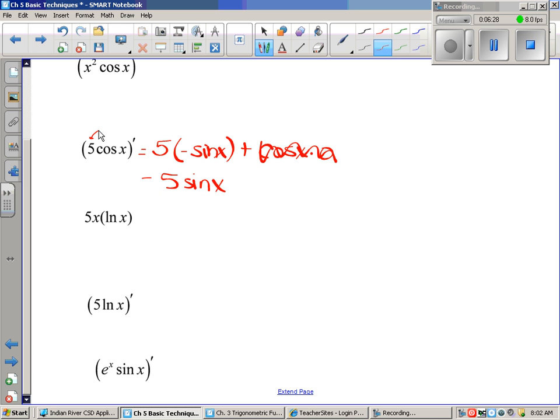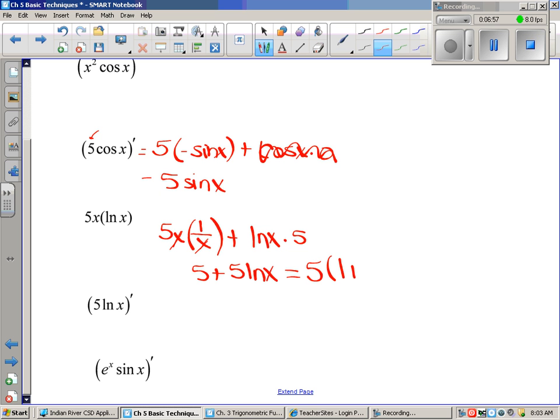All right, let's try this one. The first times the derivative of the second. What's the derivative of natural log of x? You might have to look back in your notes because this is part of those unique derivatives that we need to make sure we know. But the derivative of natural log is 1 over x plus the second times the derivative of the first. And so just to simplify this, again, notice the x's would divide out, so you'd have 5 plus 5 natural log of x. Let me just note to you that it is possible that you might see it like this as well, with the 5 factored out.